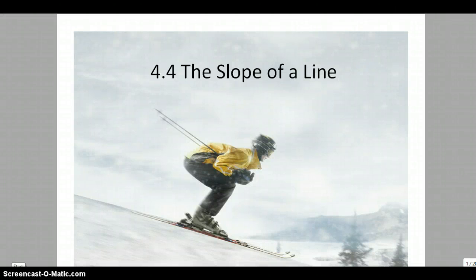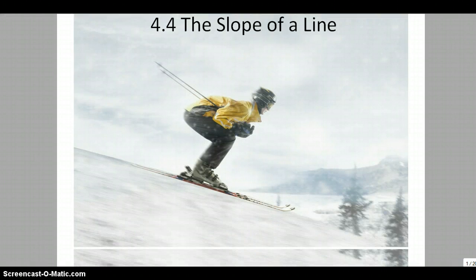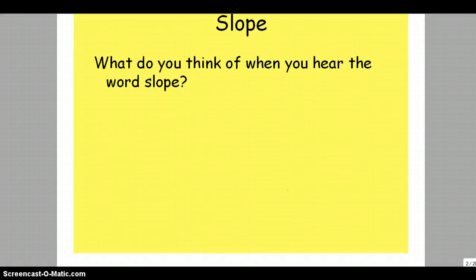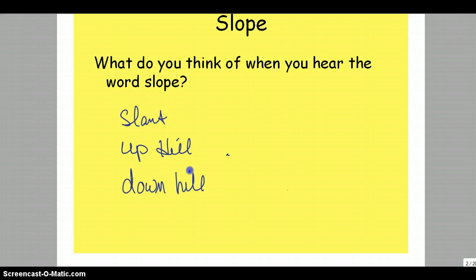Okay, this is section 4.4, the slope of a line. So first, what do you think of when you hear the word slope? I think of, let's see, maybe slant, uphill, downhill, rise over run. Let's see, the variable for slope is m. Those are some of the things that I think of.